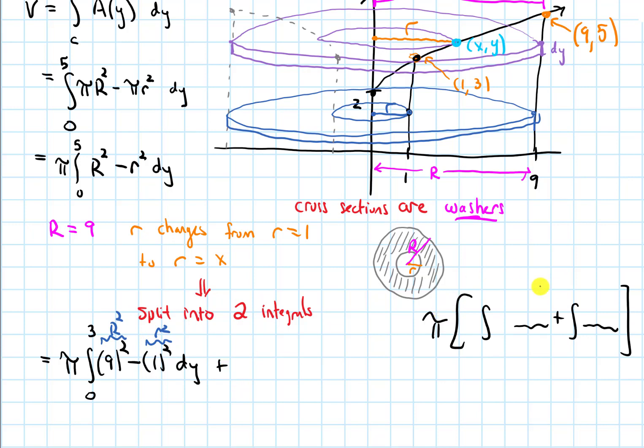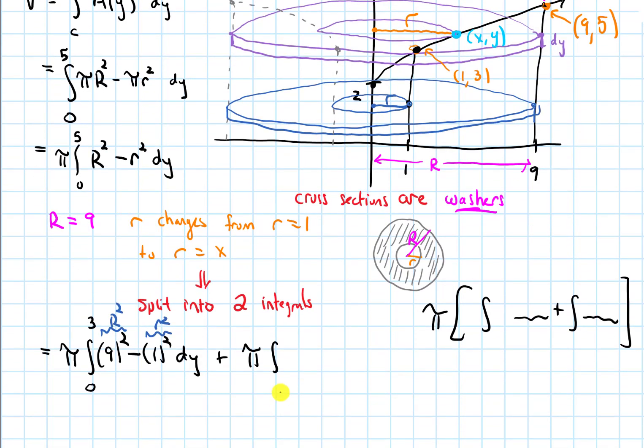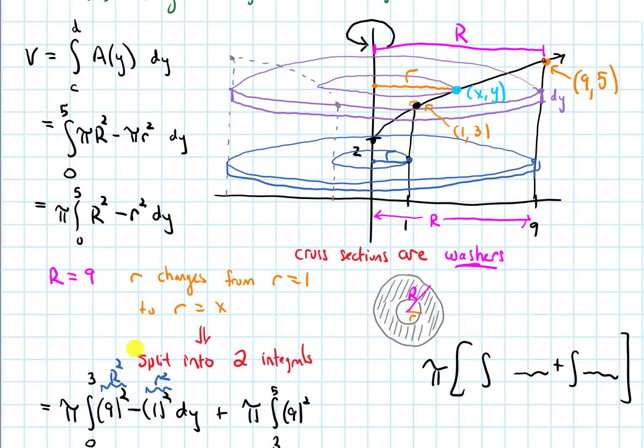Remember, the pi distributes to the second integral as well. And for the second integral, that one starts at here, my y value is 3, and it continues up to this point where my y value is 5. So I'll get the integral from 3 to 5. My big R squared, I'll still have 9 squared. The big R doesn't change for those upper cross sections. And then minus, I need little r squared.